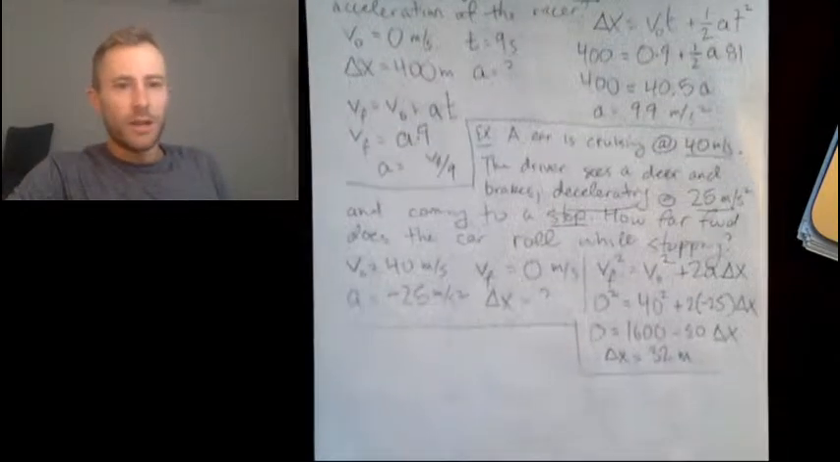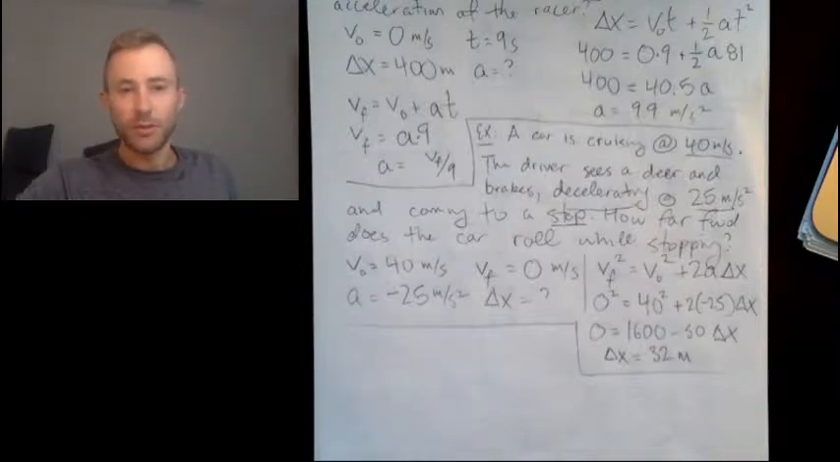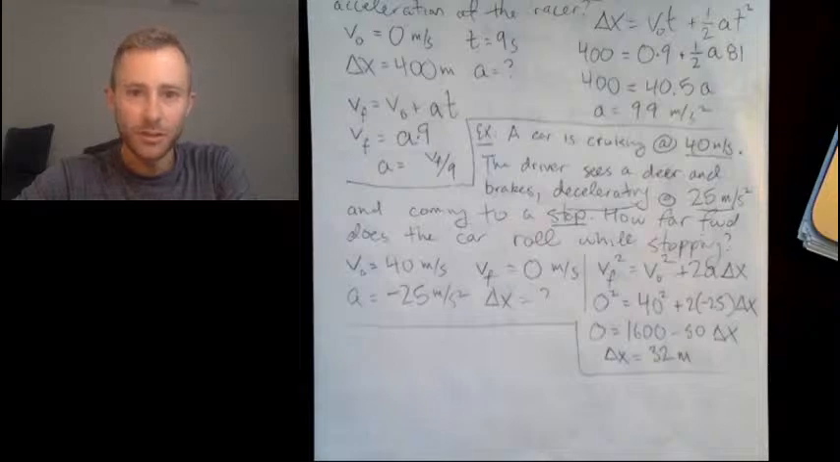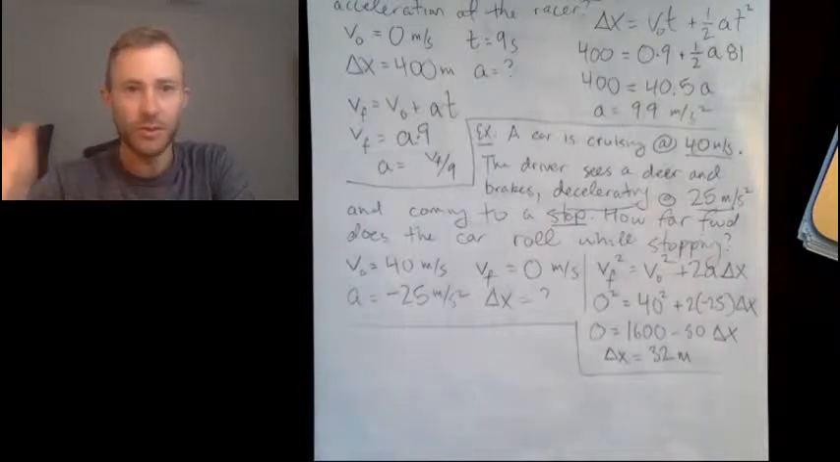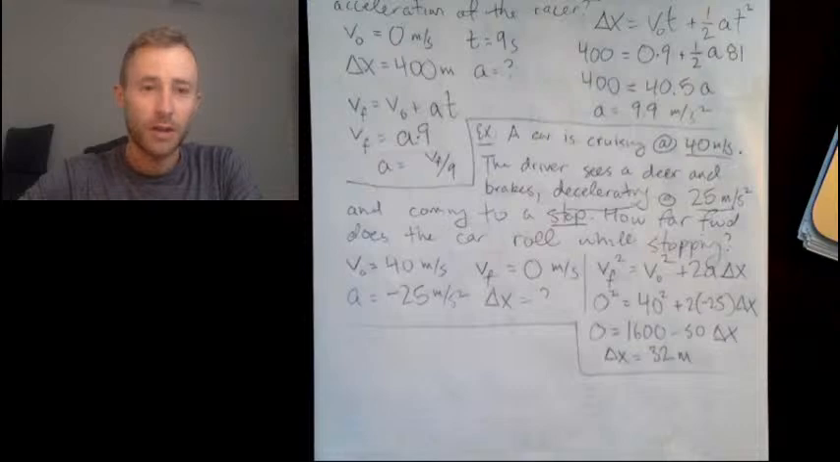So yeah, what if the deer is 30 meters in front of the car when the brakes are applied? The car is going to roll forward 32 meters. So that means that the deer is going to get hit. If it doesn't move and you don't turn out of the way, it's going to get hit. So the deer is going to get splattered in that case.